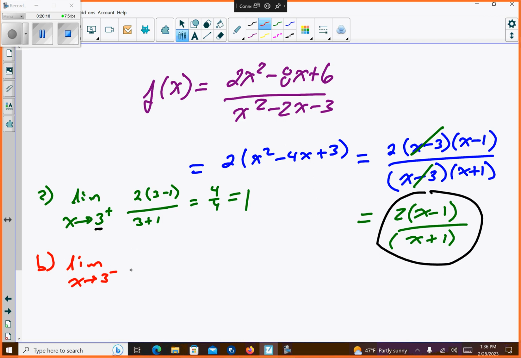Okay. This one's going to work the same way. And then this one really works. The reason it works, even though we have a hole, is that we're getting to the same exact location of where that hole is going to exist.